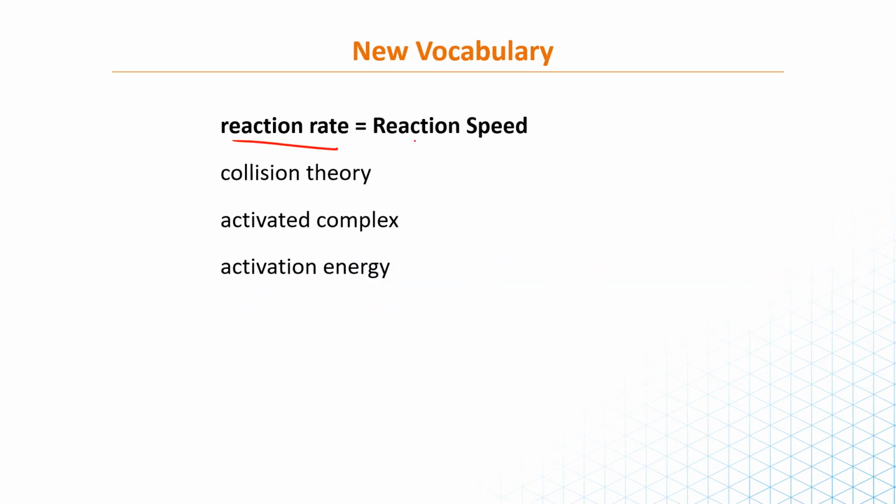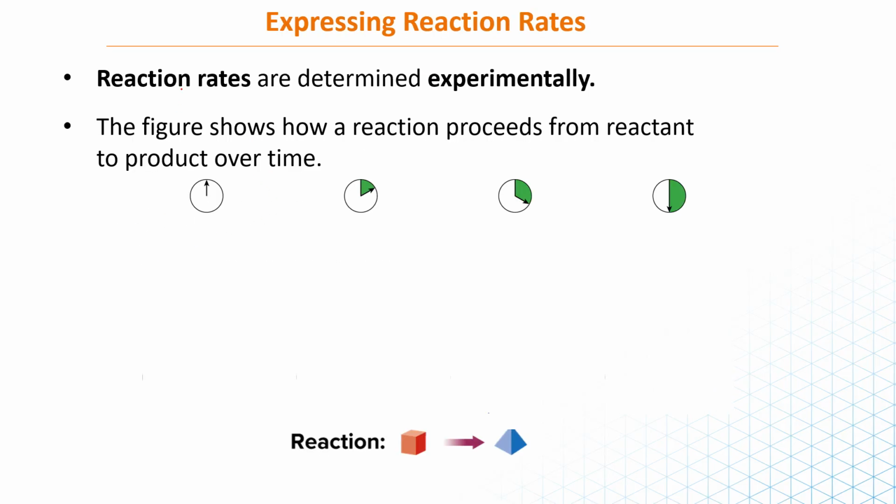So as I told you, these are the keywords. Reaction rate means reaction speed. Collision theory, activated complex, activation energy, we will see in part 2. So reaction rates or reaction speeds, guys, are determined experimentally, يعني تجريبيا, في المختبر. Okay, in the laboratory, عن طريق التجارب.